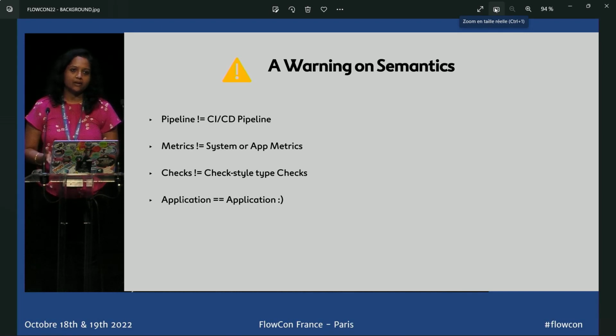Given that I'm going to be talking a lot about data and data engineering, I thought I need to put a warning on the language and the semantics that I'm going to be using. So here when I say pipeline, I don't mean the CI/CD pipeline that we use to ship code. I'm going to be referring to data engineering pipelines and data pipelines. And when I'm talking about metrics, I'm not going to be talking about system or application metrics, but very similar, but in the context of data, where we profile data, more about that later. Likewise, checks, not code quality checks, but rather data quality checks. And finally, application is just application everywhere.